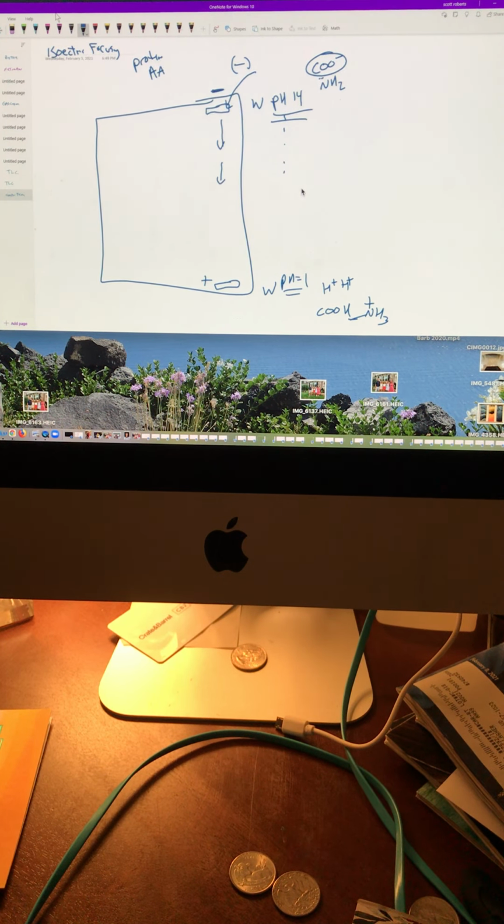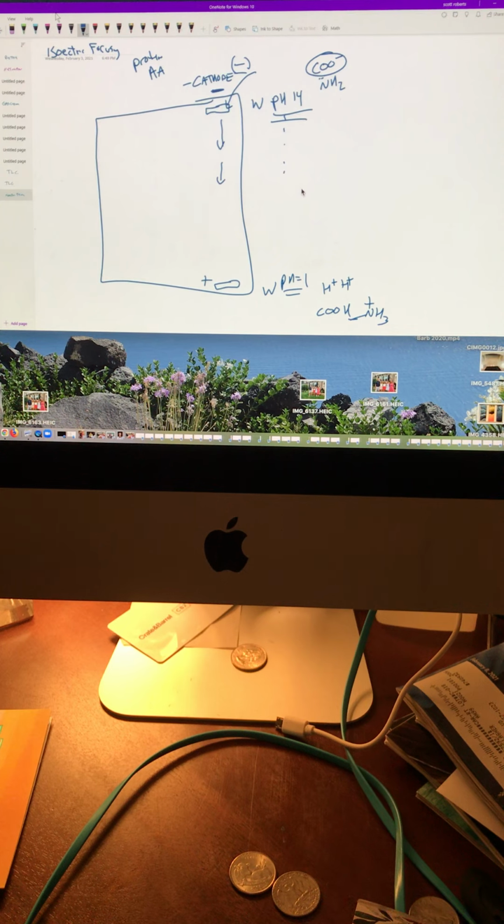The negative is the what? The negative is the cathode, folks. You've been scammed. The negative is the cathode. You're thinking of galvanic cells and GChem batteries.